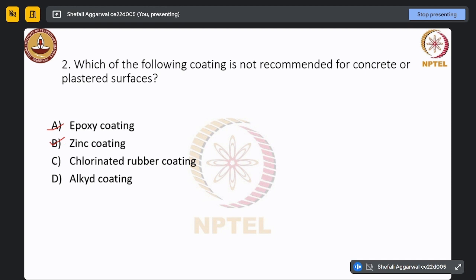Next is the chlorinated rubber coating. This coating will also not react with the concrete surface, whereas alkyd coating is a type of chemical. These paints will react with the concrete surface. So whenever there is any shrinkage or any kind of defect in the concrete, this type of coating will curl up or detach from the concrete surface. Therefore, we will say alkyd coating cannot be recommended for concrete or plaster surfaces. Okay.